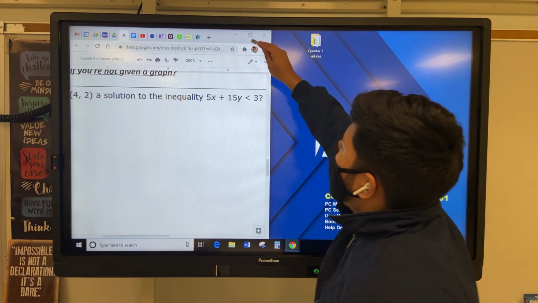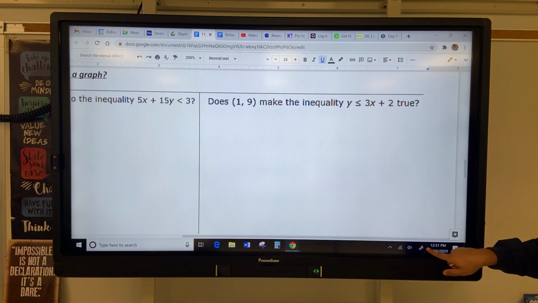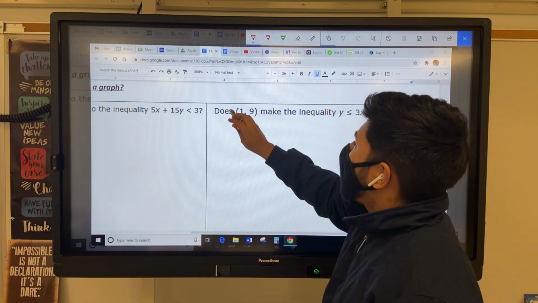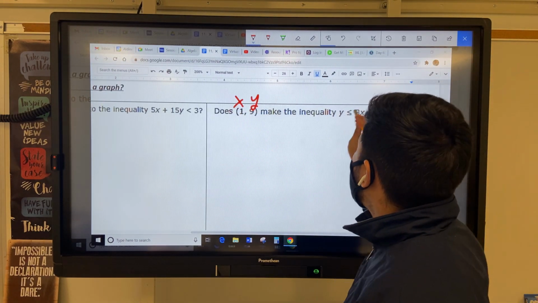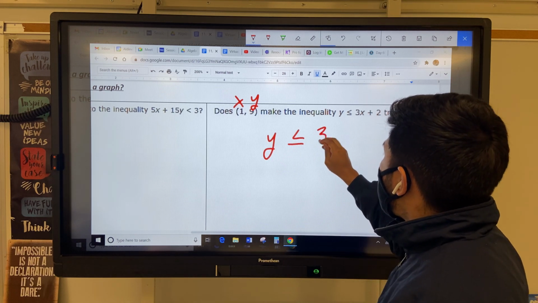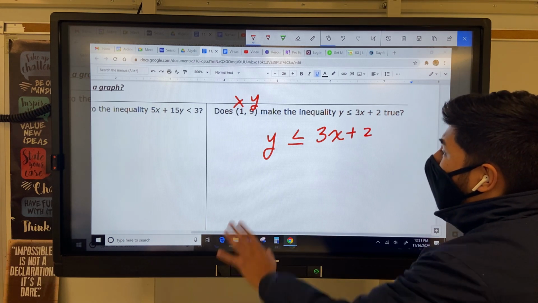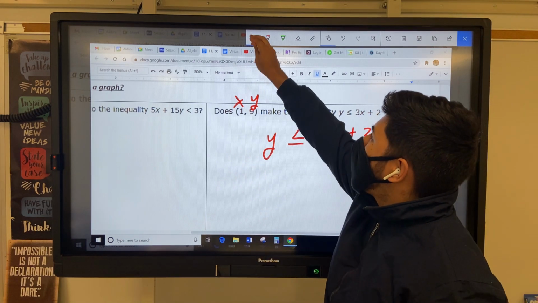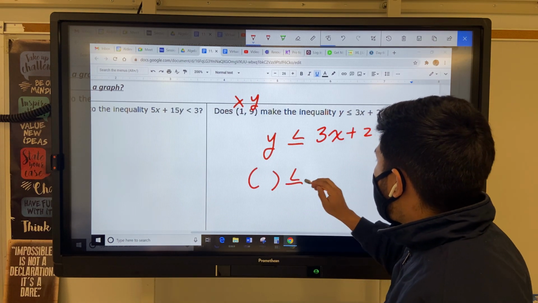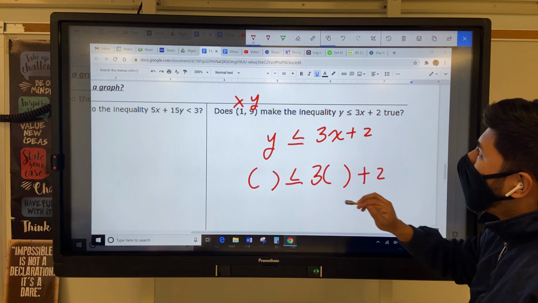I love it. I love math. So does that make it true? It's a little different, ladies and gentlemen. Let's label x, y. Let's write down the equation. Y is less than or equal to 3x plus 2. The y is already by itself over there, so all I got to do is just put parentheses. Less than or equal to 3 parentheses plus 2.